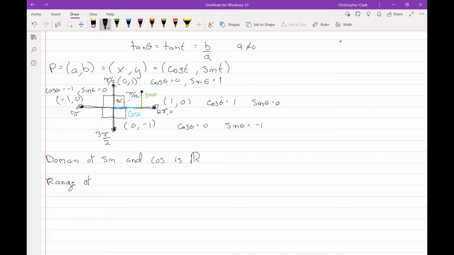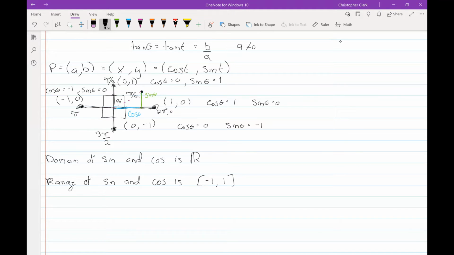Okay, so my sine, of course, is going to be my b, which is my y. So it's this vertical piece. My cosine is going to be my x, or my a, which is the horizontal piece. Now, both of these are less than 1. They're less than the hypotenuse, which is the radius, which is 1. So this means that the range of sine and cosine is -1 to 1. They can't be any bigger than this.